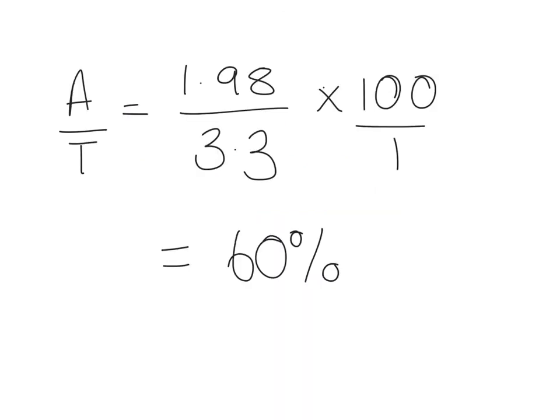So to finish off the calculation, we take the actual yield, which we're given in the question, as 1.98 grams, and we divide that by what we've just calculated, our theoretical yield, which is 3.3 grams. We multiply that by 100 over 1, and we get 60%. Remember, when you're calculating percentage yield, it's always really important that both of your units are the same. So, for example, our question here was both in grams. Why? Because it gave us the actual yield in grams in the question.